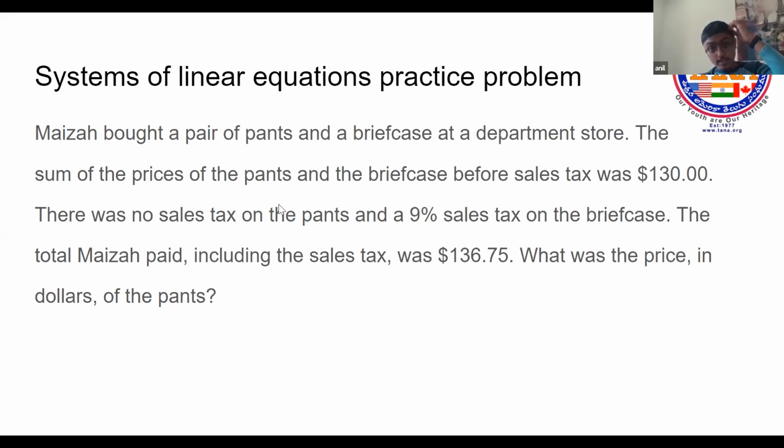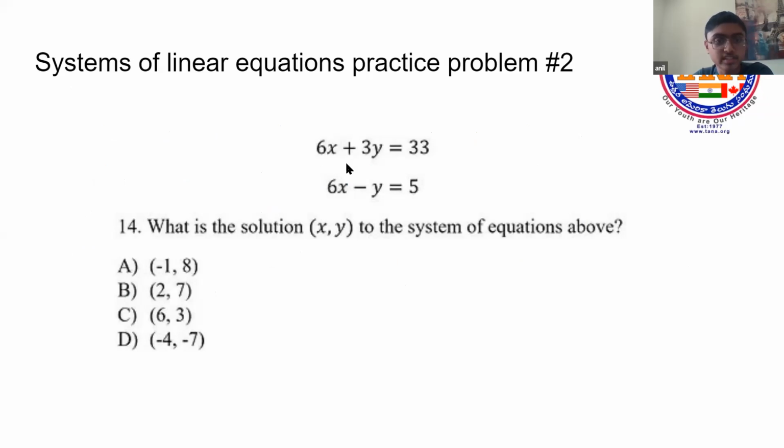Okay, so as someone asked before, this is a different type of systems of linear equations. This is the other format that they usually ask them in. I'll give you guys around two minutes to just do this.